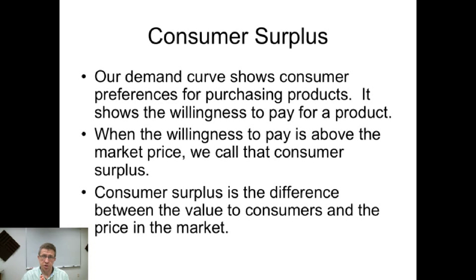So our demand curve, if you recall, it shows us the preferences a consumer has for buying a product, right? Another way we phrased it is the willingness to pay. You name a price, we can tell you what quantity, or if there's a quantity, we know what price the consumers would be willing to pay for that quantity. Well, if the willingness to pay is above the market price, we call this consumer surplus. We would say that the consumer is receiving consumer surplus.